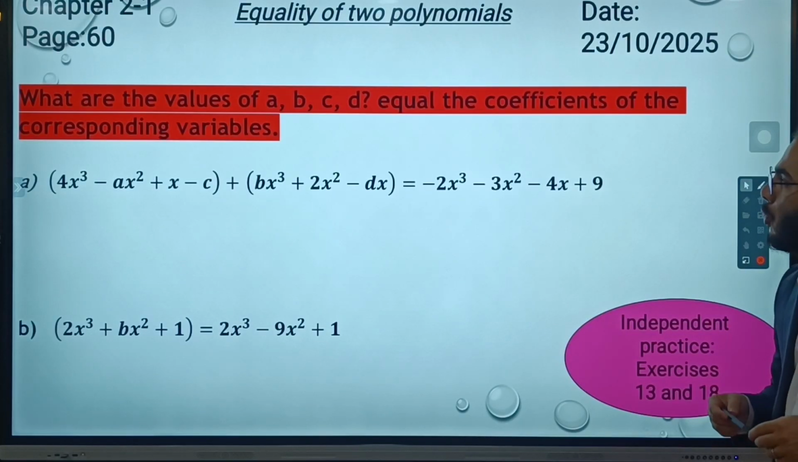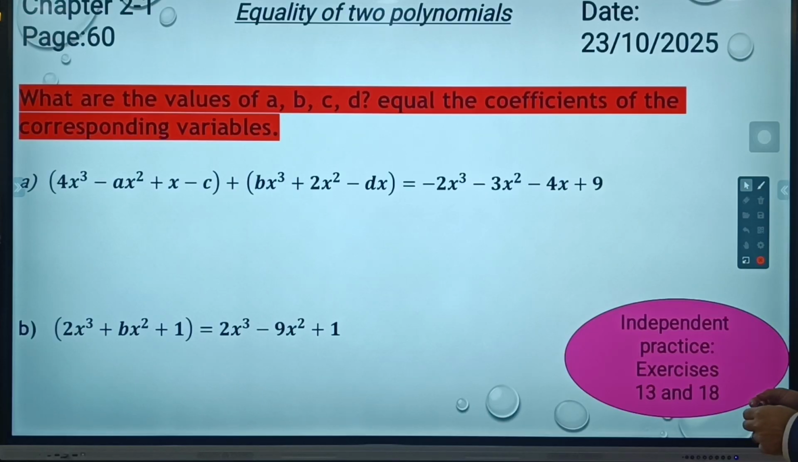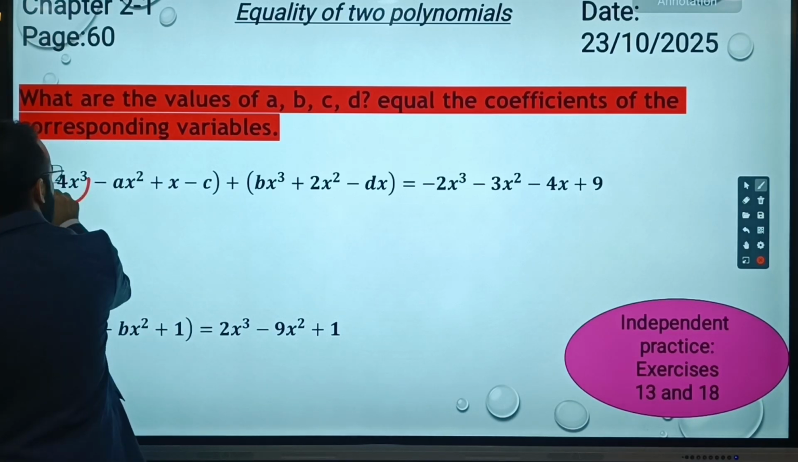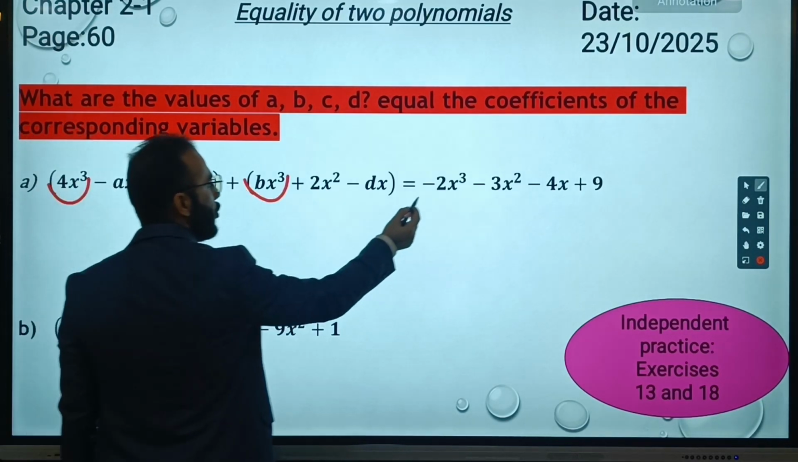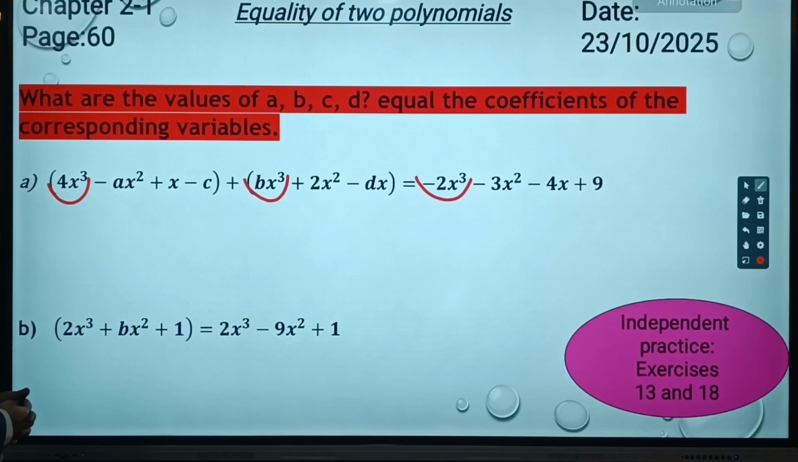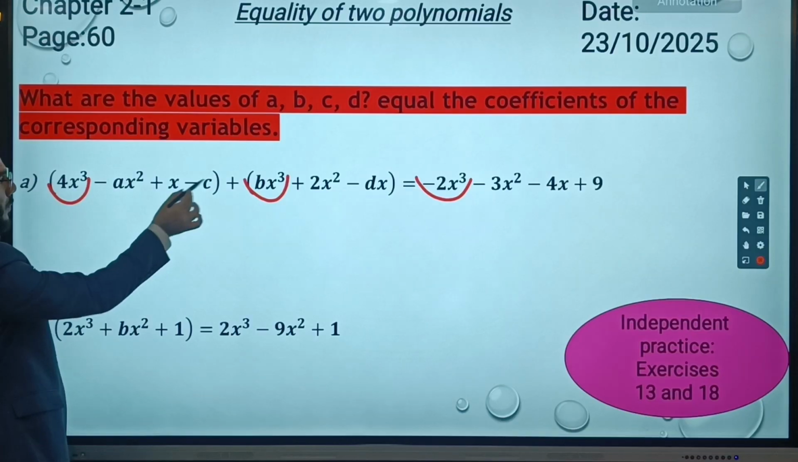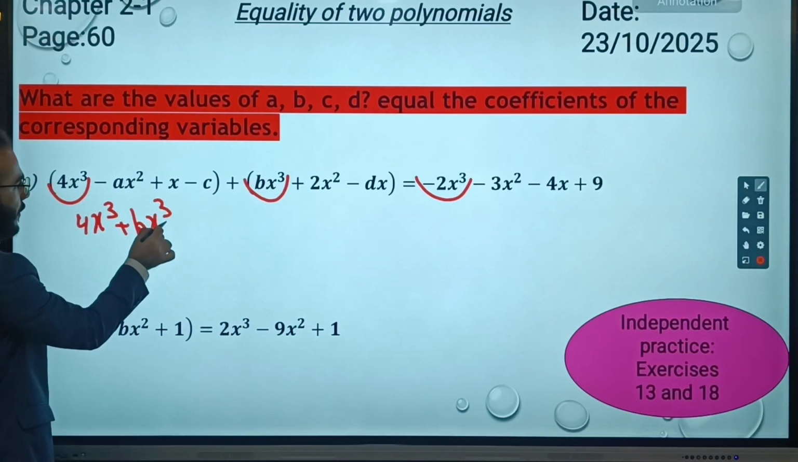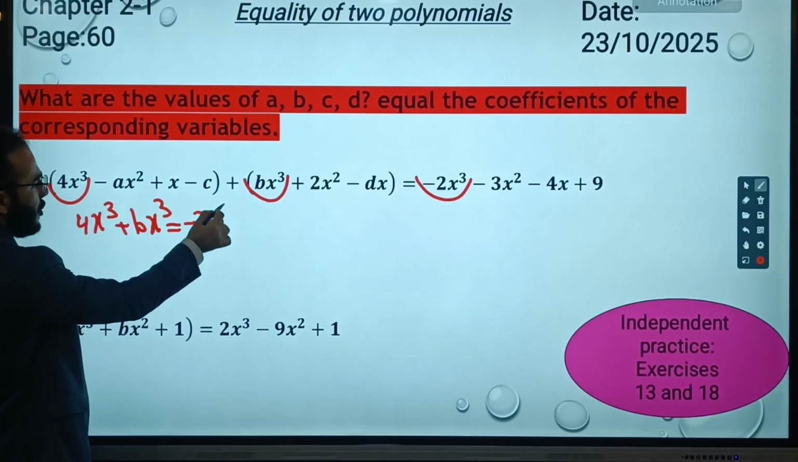Page 16. What are the values of a, b, c, d that make the coefficients of the corresponding variables equal? Okay. So here in part A we have got 4x cubed and bx cubed. From the right side we have got negative 2x cubed. So let's just equalize these coefficients of these corresponding variables. So 4x cubed plus bx cubed equals negative 2x cubed.